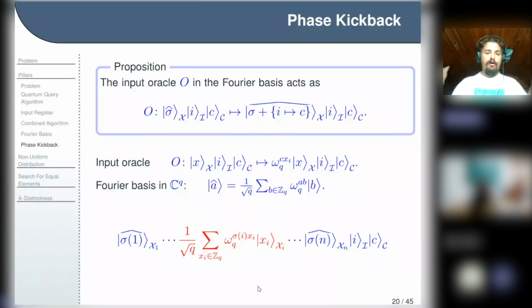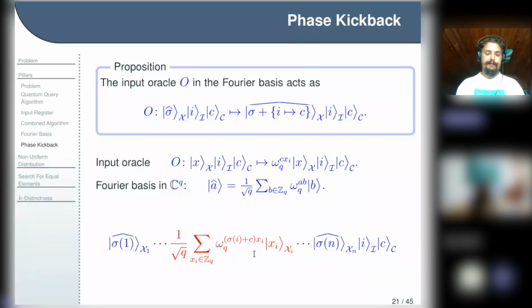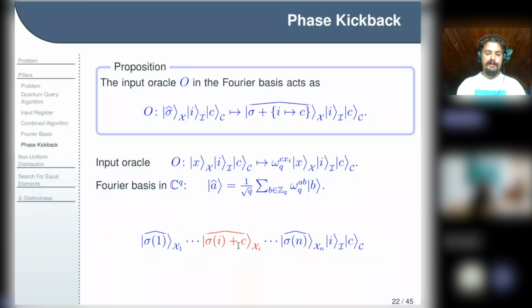Now I am applying the input oracle, which multiplies by this phase here. After the multiplication, I get this additional c xi phase, which I can just add to sigma i. And so this is again an element of the Fourier basis, sigma i plus c. That is the state here on the right-hand side. So the effect of the input oracle is just that sigma i gets updated to sigma i plus c.